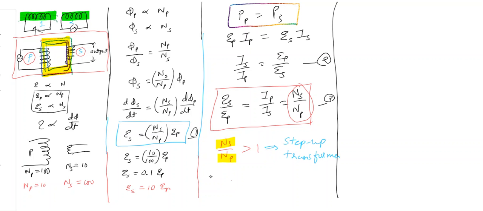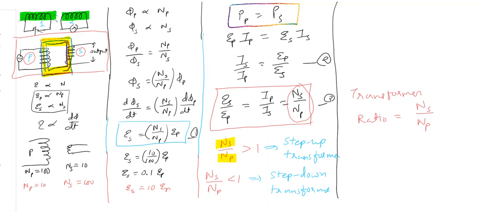But if you see that NS by NP is less than 1, then the output voltage will be less than the input voltage, and then it is called a step down transformer. Okay, this ratio is called the transformer ratio. So what is the transformer ratio? Transformer ratio is the ratio of the number of turns in the secondary coil to the number of turns in the primary coil. So that is all we need to know about the transformer.